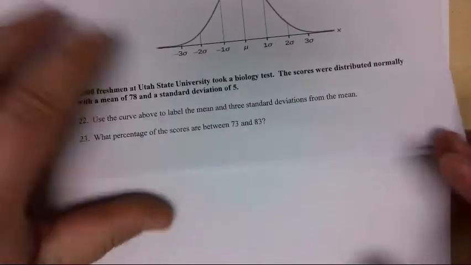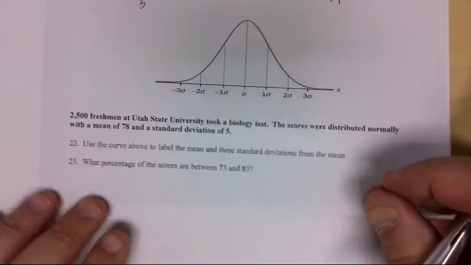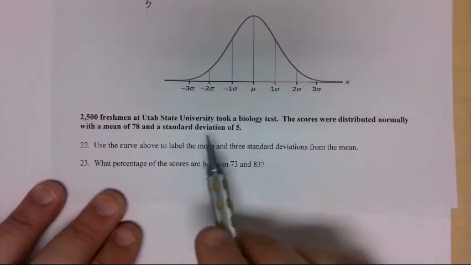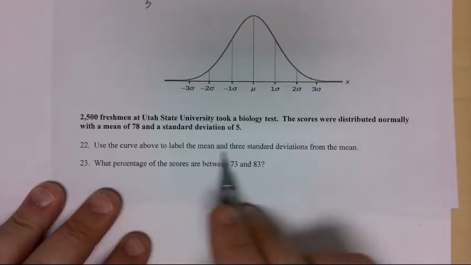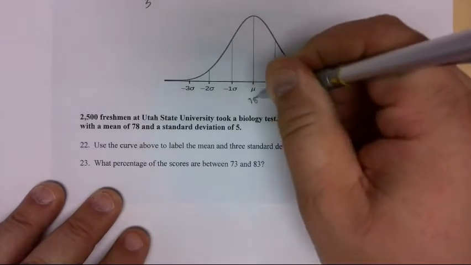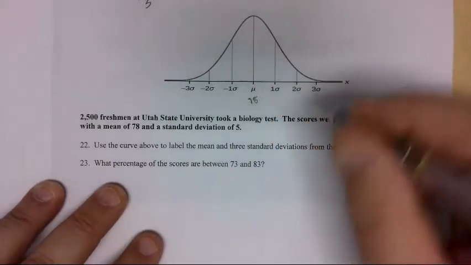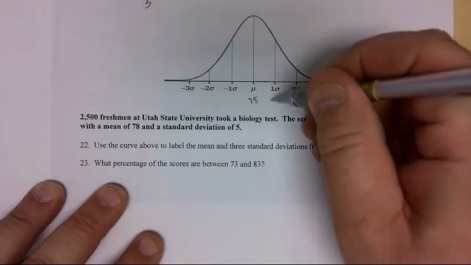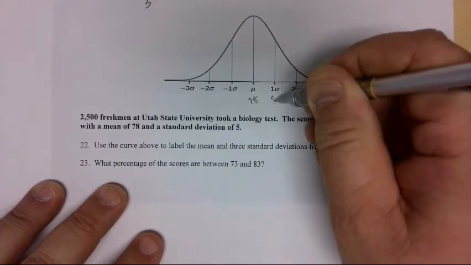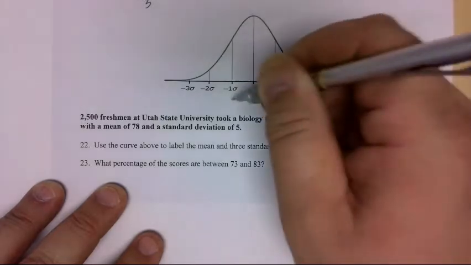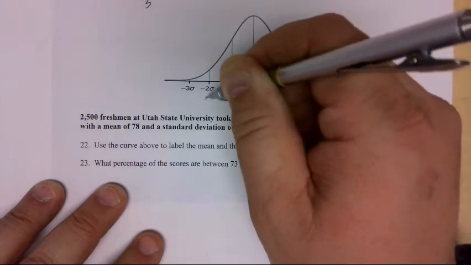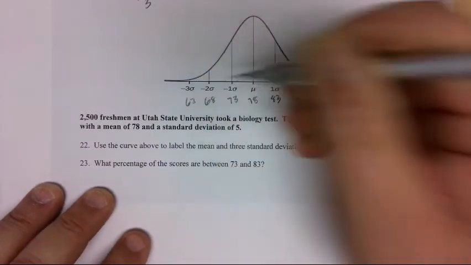Okay. Let's look at some statistics for the last little bit, shall we? Absolutely. Okay. 2,500 freshmen took a bio test. The scores were normally distributed with a mean of 78. Use the curve above to label the mean. So this is 78. And with a standard deviation of 5, I need to add 5 every step here. So 78 plus 5 makes 83, 88, 93. And if I subtract 5, 73, 68, 63.